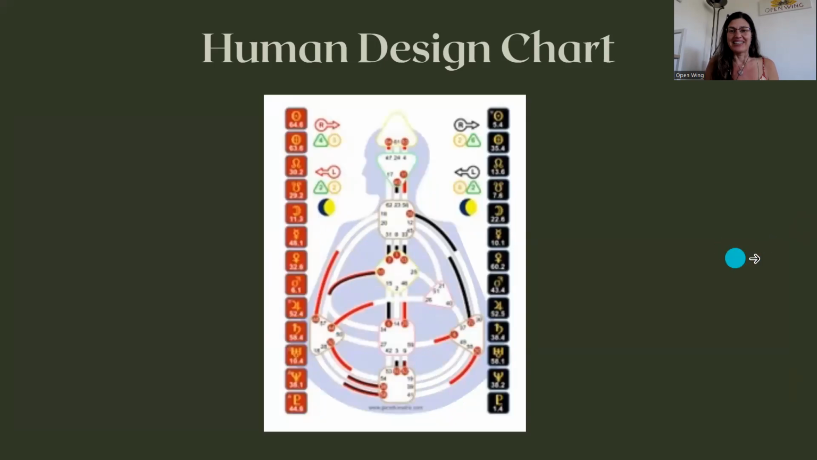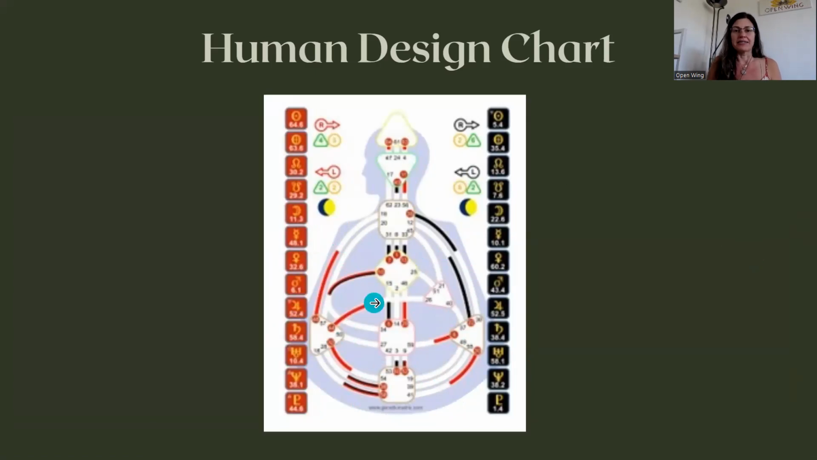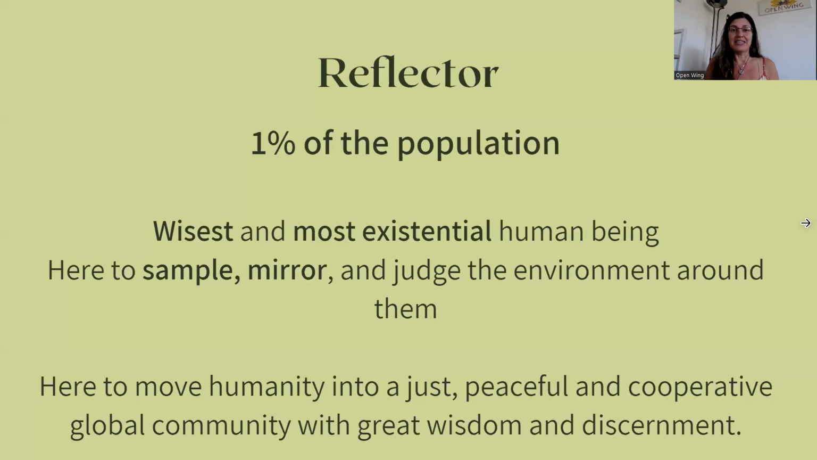And this is how a reflector chart looks. You see there's no center defined, there's only lines, gates, and that's why they need that strong, Teflon-like aura. And so let's dive in and see what's interesting about each type and what their features and characteristics are. Now, the reflectors, I'm starting with them because they're only 1% of the population. I don't know many reflectors, maybe 2 or 3.